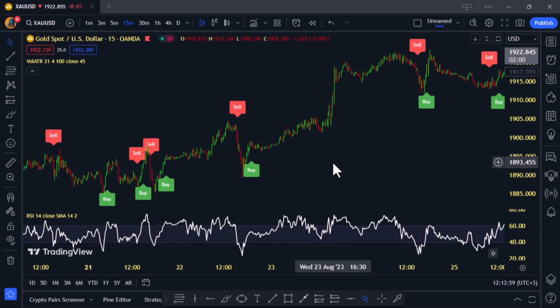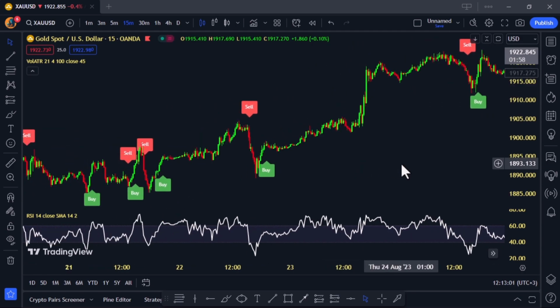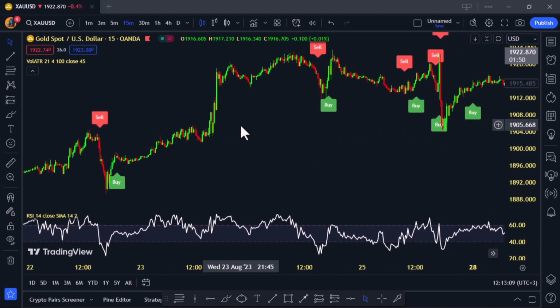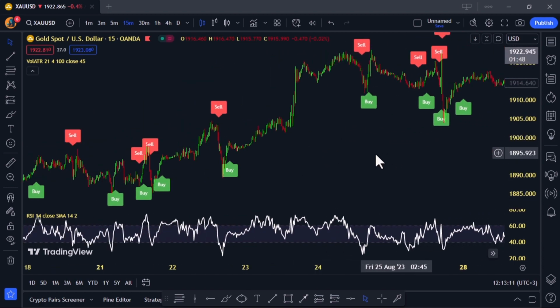When we're looking at bullish signals, we want the RSI to be above 60. Similarly, for entering a short trade, we'll consider it valid when the RSI is below 40. Let's look at some examples to clarify this.